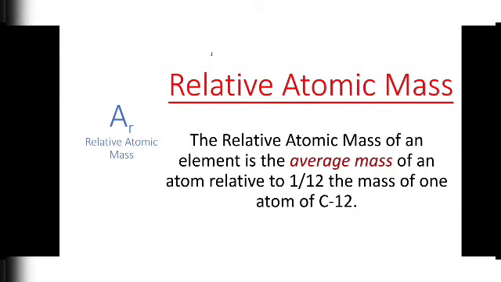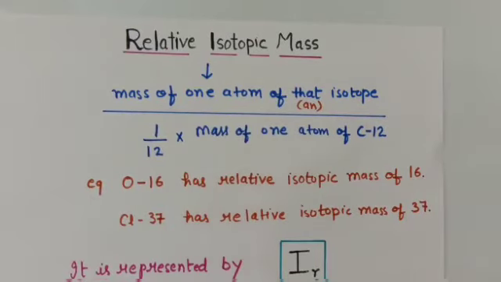Finally, AR is the average mass of an atom relative to 1/12 of the mass of one atom of C12. Now, I think it's clear how average atomic mass is calculated from the isotopic mass and relative abundance of the isotopes of an element present, and with the help of average atomic mass, we can calculate the relative atomic mass. One more thing to keep clear in mind is that relative atomic mass has no unit.